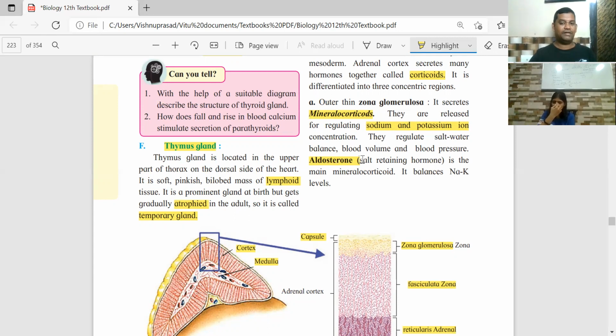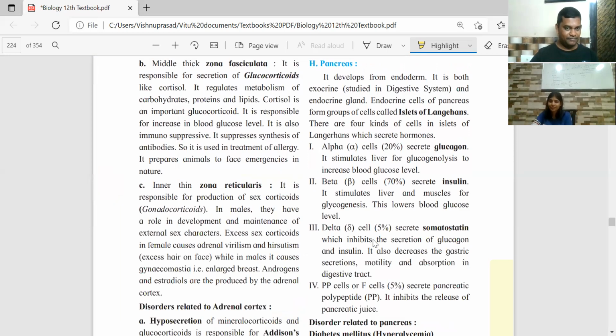Aldosterone is said to be a salt-retaining hormone. That means minerals are not lost from the body; they are retained, especially sodium and potassium levels. So the salt-retaining hormone is aldosterone.